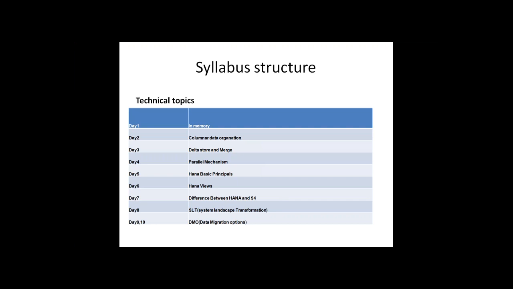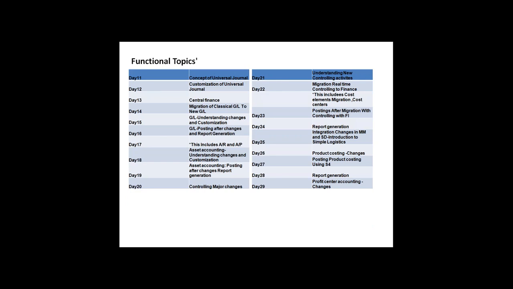Normally these concepts are related to HANA, but as a functional consultant also, it is always recommended to know about these concepts. I'm going to take a total of 10 sessions to explain them. Then, the functional activities. First, I will explain the concept of the universal journal and the customization of the universal journal. What is central finance? How to migrate the data from classical GL to new GL. Then we are going to discuss each and every point: GL accounts, asset accounts, AR, AP, asset accounting. We have some topics like this.